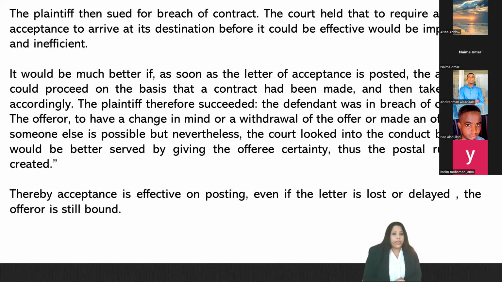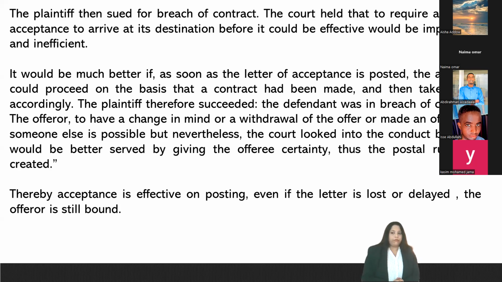The offerer having a change of mind or withdrawing the offer, or making an offer to someone else, is possible, but nevertheless, the court looked into the conduct. Business would be better served by giving the offeree certainty. Thus, the postal rule was created in the Adams versus Linsell case.